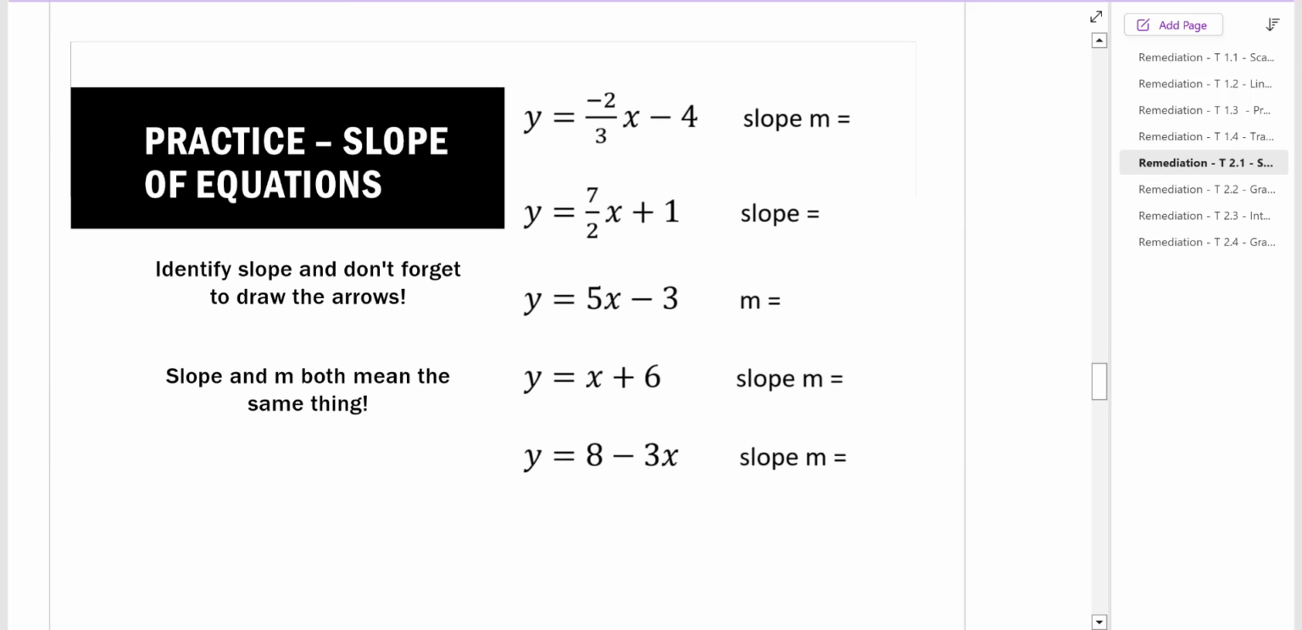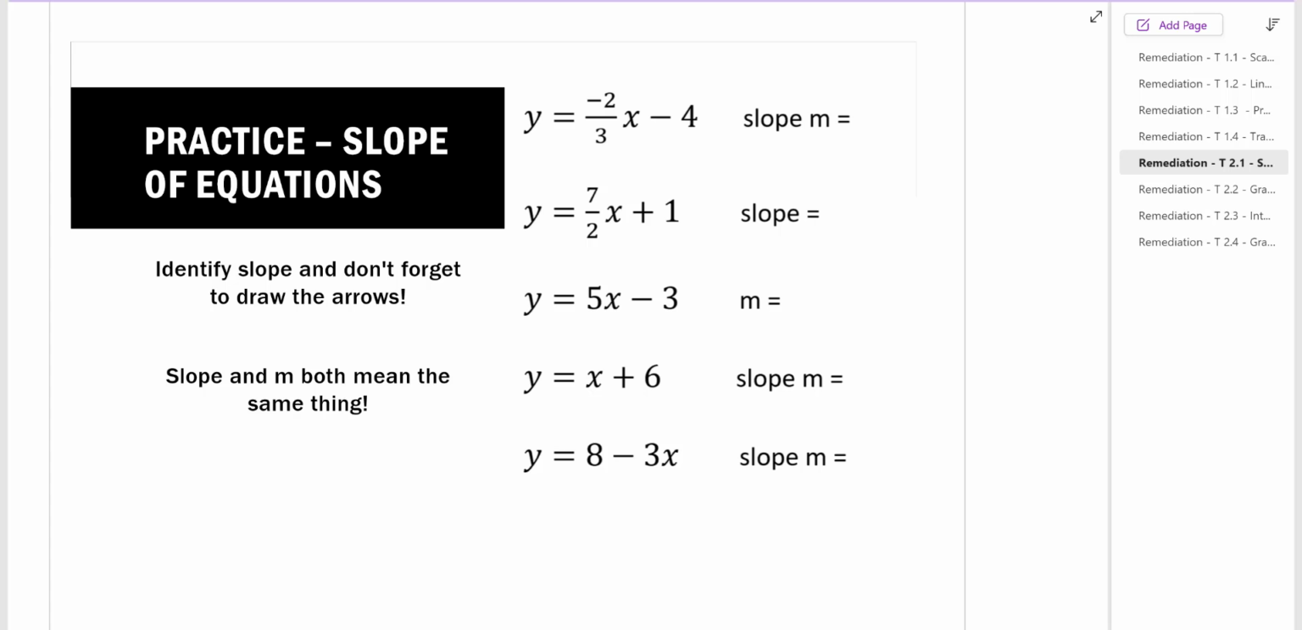Okay, so now here you have practice. So take a couple minutes, identify slope, and just know that slope m is the same as just writing slope or m. It all means the same thing. So aquí si dice slope m, or solo m, todo significa la misma cosa. So necesitas practicar escribiendo diferentes maneras de la palabra slope. Okay? So I'm going to give you a couple minutes and then we can check the answers.